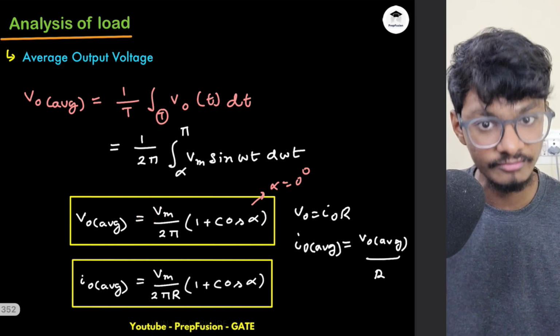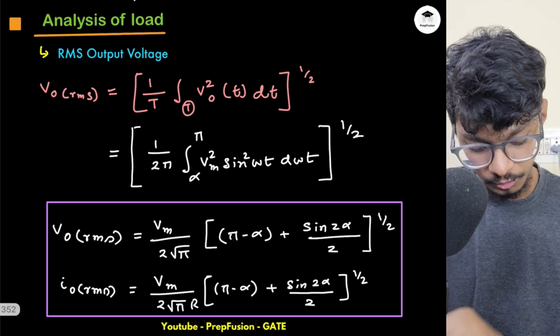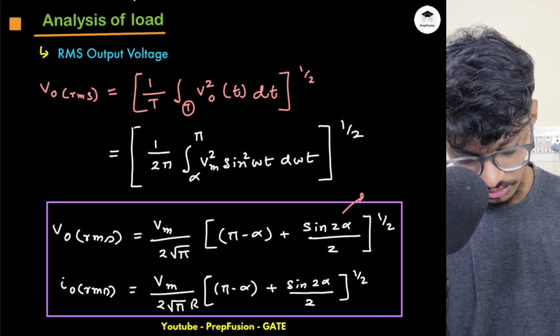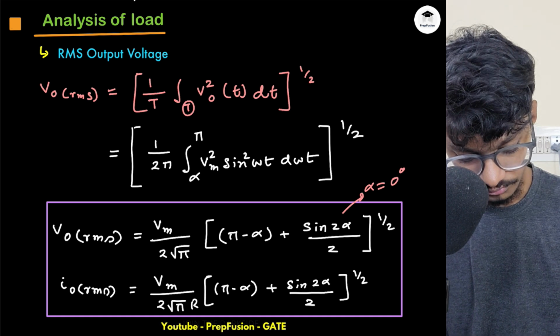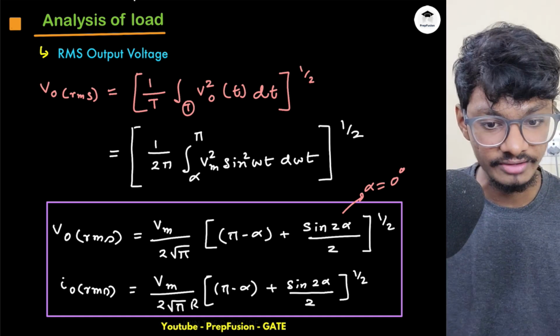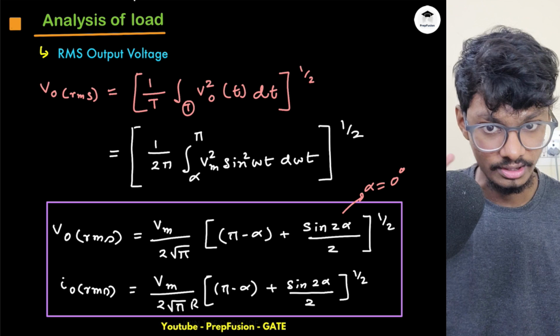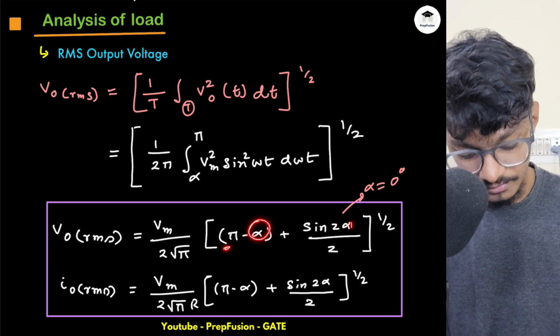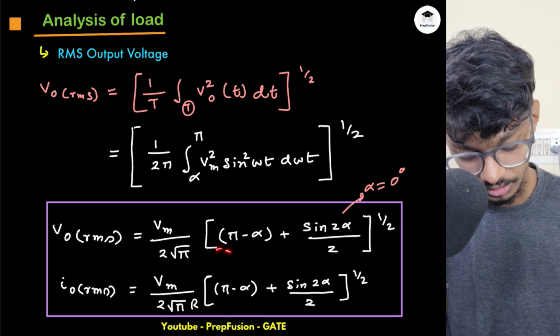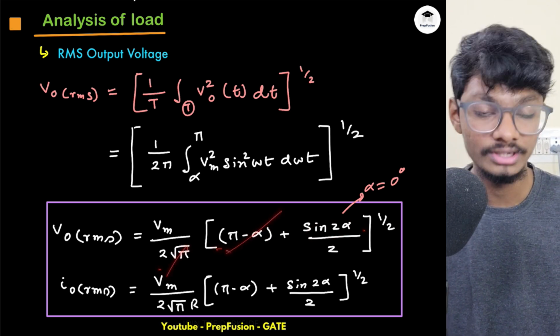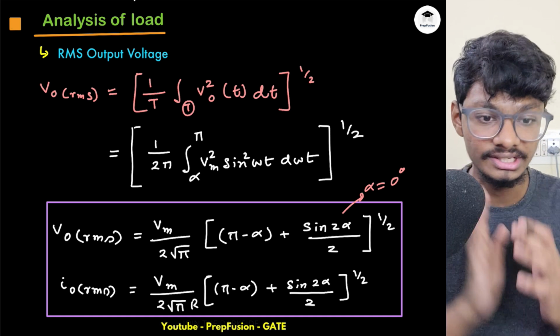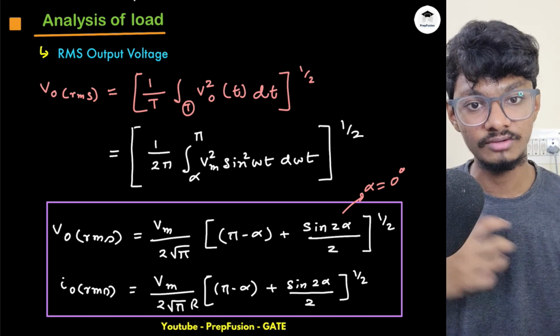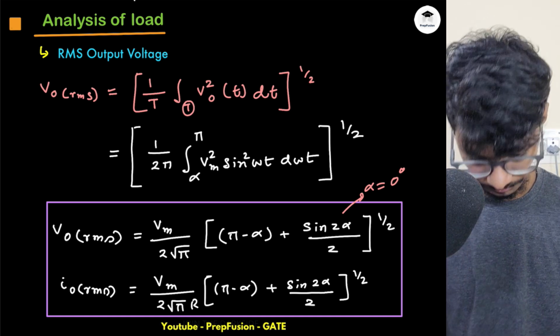So I am correct, whatever I have derived is correct there as well. If you put alpha equals to 0 here, if you remember, in the half wave rectifier it was simply Vm by 2, the RMS output voltage. Here, if I put alpha equals to 0, this will be pi, and sine 2 alpha is 0, so pi under root and pi under root get cancelled, and I get Vm by 2. So again, this is a good way to check whether whatever you have derived is correct or not.